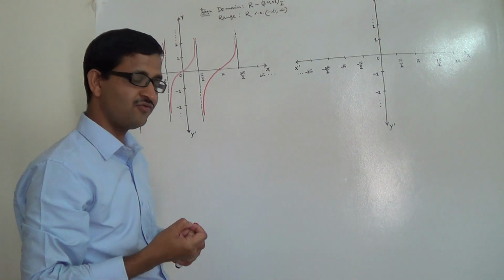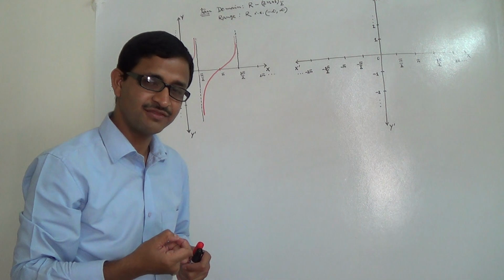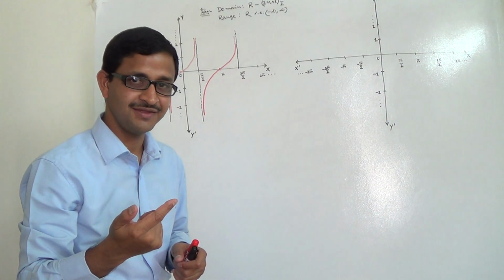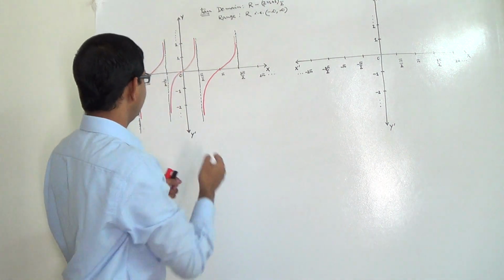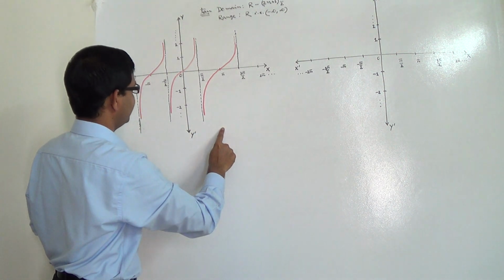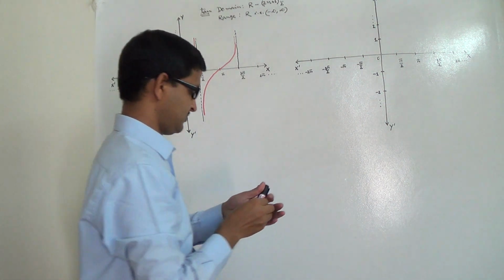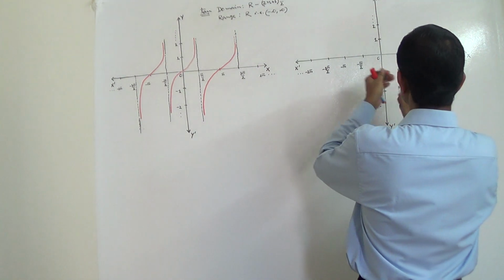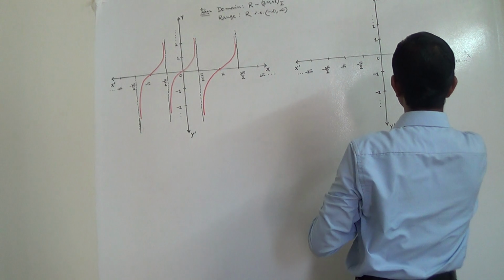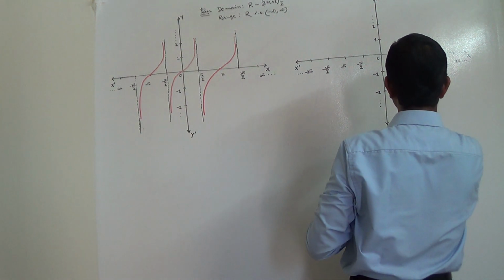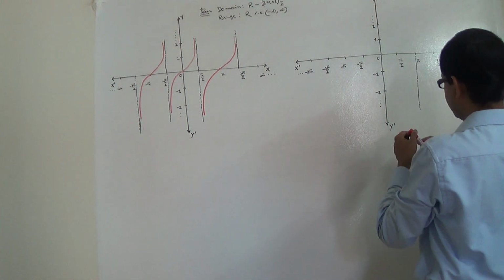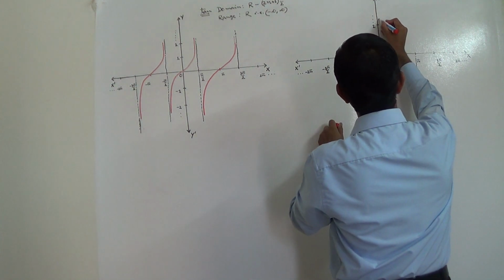And what is the value of tan 90 degrees, that is pi by 2? Tan 90 degrees is undefined, but cot 90 degrees is actually 0. So it looks like the curve will be like this. Okay, let's draw it. So this is the y-axis, that is x equal to 0. This is x equal to pi by 2. So the curve will look like this.